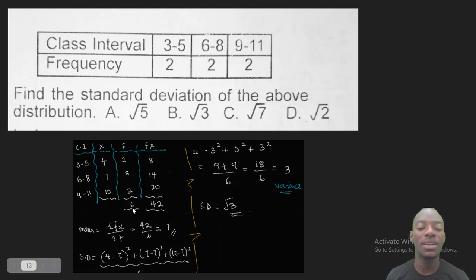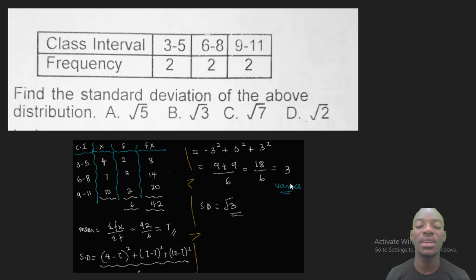The summation f is 6. And that will give me 4 minus 7 is minus 3 all squared, plus 7 minus 7 is 0 squared, plus 10 minus 7 is 3 squared. Minus 3 squared is actually 9, plus 3 squared is 9. So over 6, because the total is 6. 9 plus 9 is 18 over 6, which is 3.